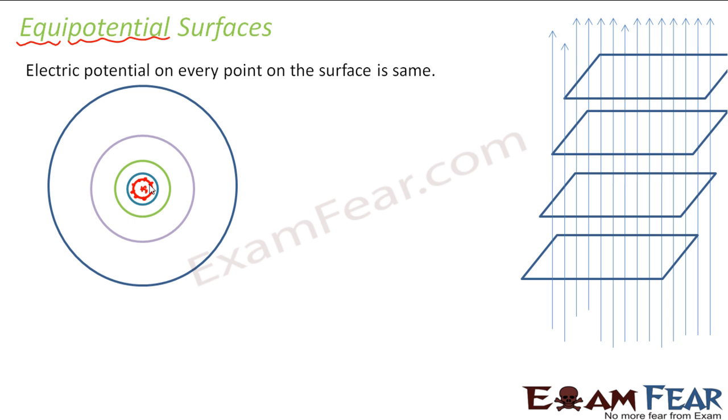Similarly, if you have some surfaces like this, here you can see that this arrow denotes the direction of the electric field. Let us suppose this is the direction of the electric field, and you have surfaces like this which are parallel to each other, through which the electric field lines are passing. These surfaces are also known as equipotential surfaces because the potential at any point on each of these surfaces is the same. So these are also examples of equipotential surfaces.